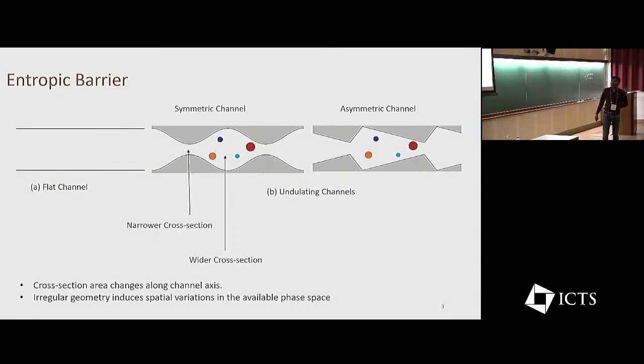When we talk about confinement, it comes from the boundary, and the boundary may be flat or undulating walls. In a 2D system, the walls can be undulating, and in that case the cross-section area changes. This type of geometrical feature gives rise to the concept called entropic transport. As the cross-section area changes, the available phase space for the particle will change.